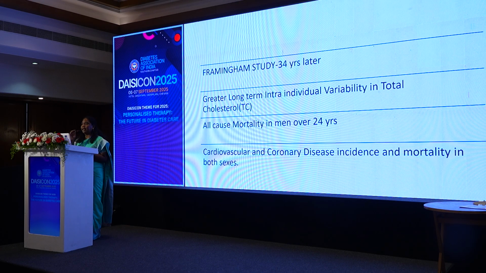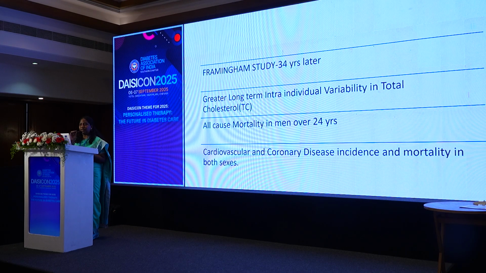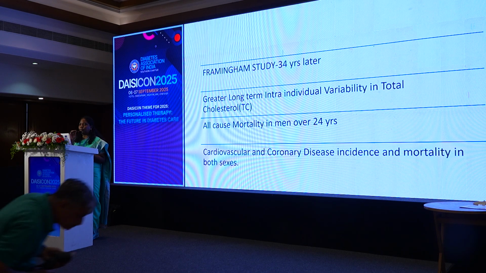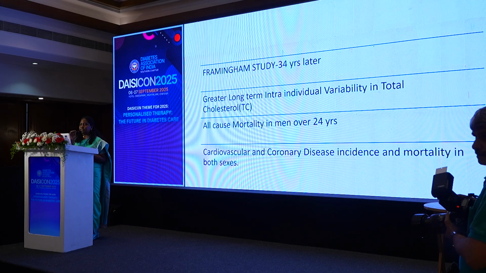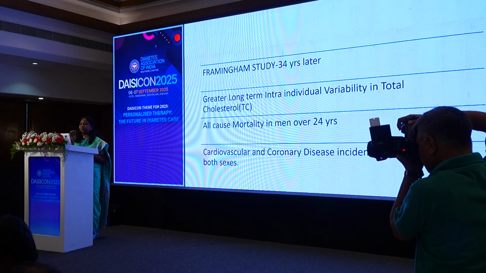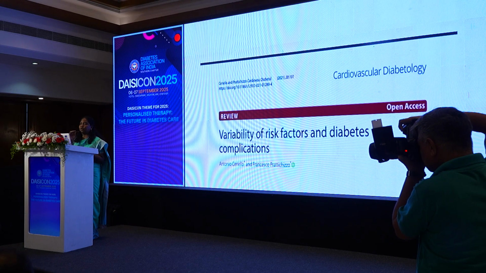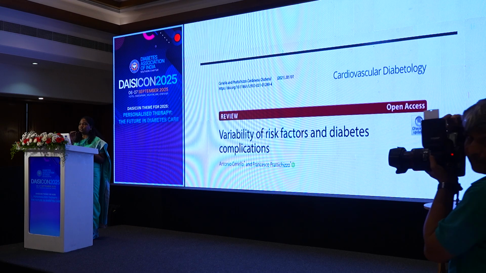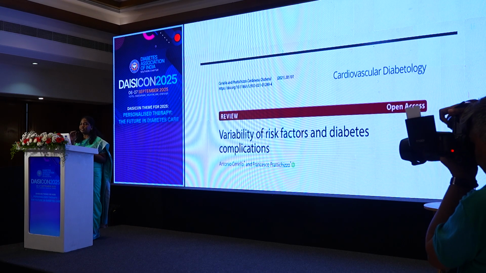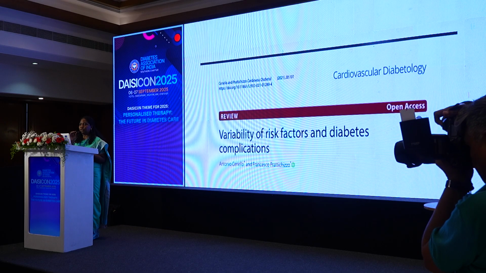There was a long gap, and 34 years later came the Framingham study. In one of the subgroup analyses, they found that greater long-term intra-individual variability in total cholesterol increased the all-cause mortality in men over a period of 24 years. And not only that, it increased cardiovascular and coronary disease incidence and mortality in both sexes. Again, the curiosity about lipid variability died down, and then came a very interesting article in this present decade, in 2021, by Dr. Antonio Ceriello.